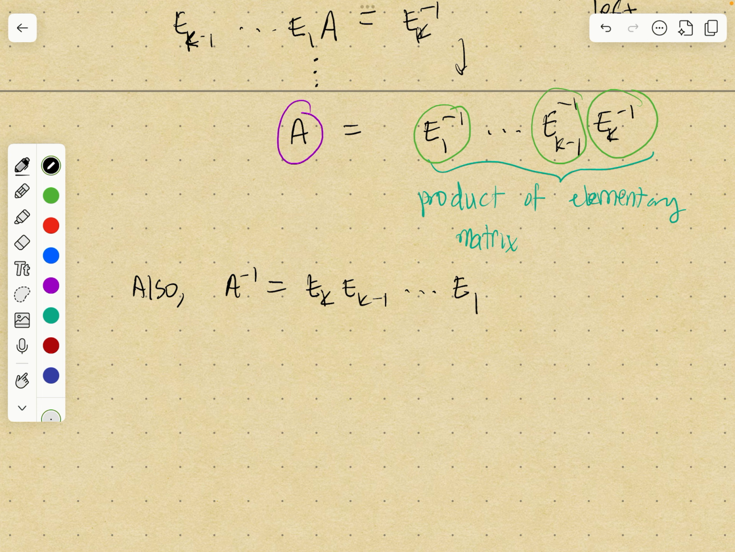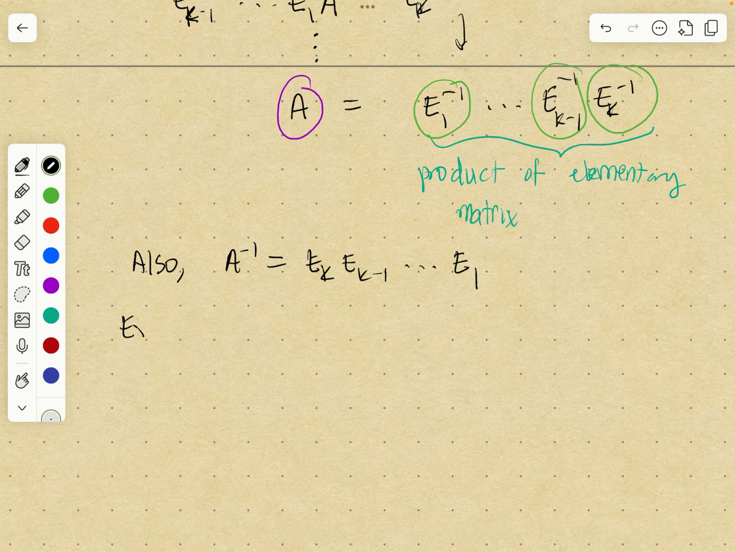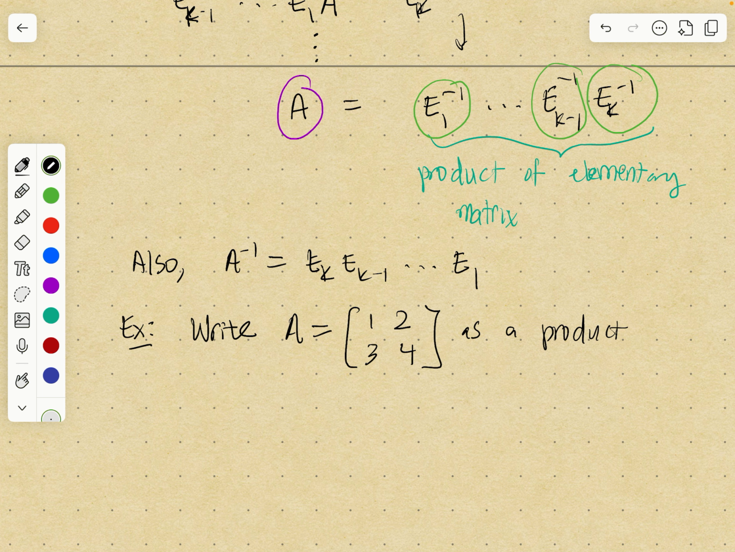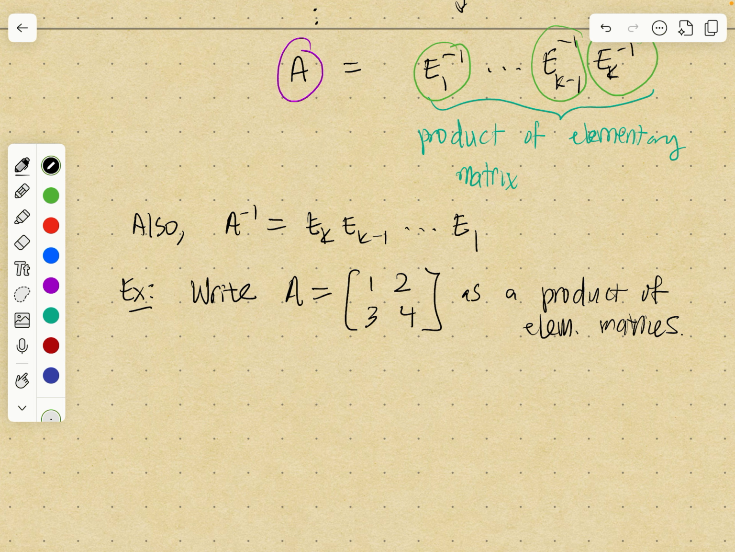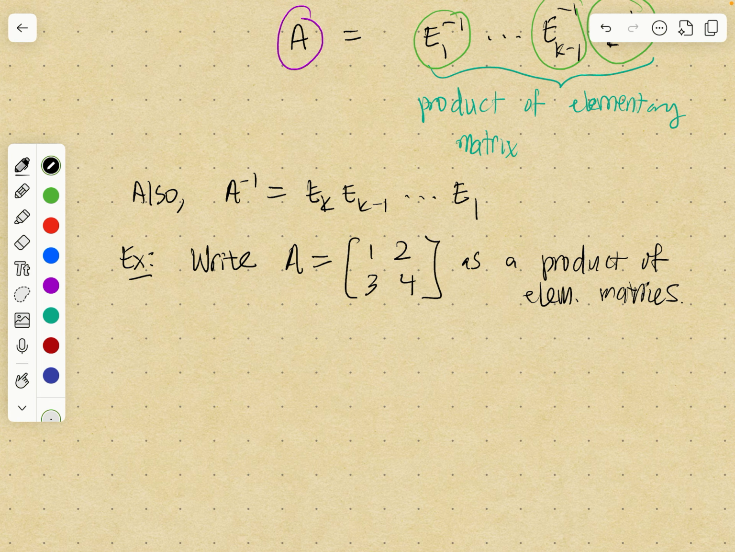Okay, I have to go soon, but let's just do one quick example. What's nice about this theorem is that you can actually say what the elementary matrices are. So for instance, let's say that you write 1, 2, 3, 4. How can we write this as a product of elementary matrices? Well, I think you should try to figure this out on your own before looking up the answer. But very quickly, let's just see if we can figure this out.